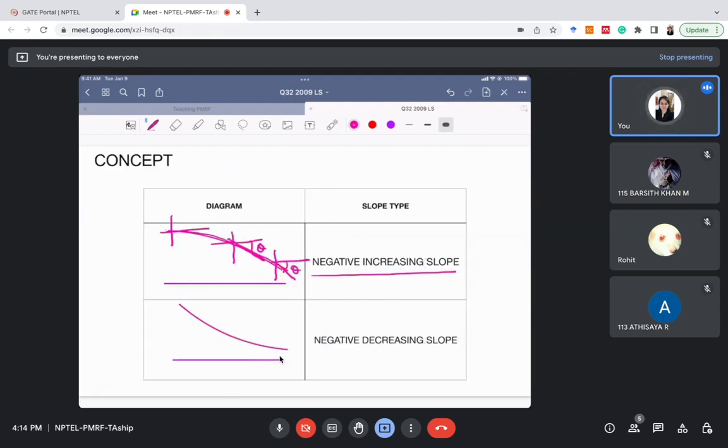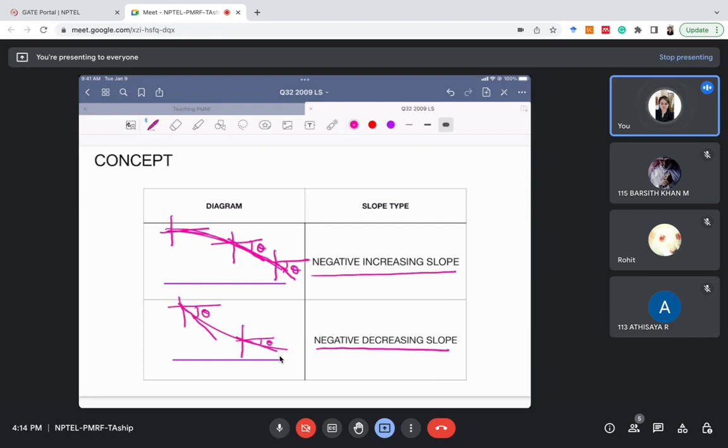Negative increasing slope looks like this. Negative decreasing slope is also negative because it is going downwards. How is it decreasing? Just draw the tangent. Here the tangent makes angle theta, that much big. Draw the tangent here, it is reducing. So it is a negative decreasing slope.